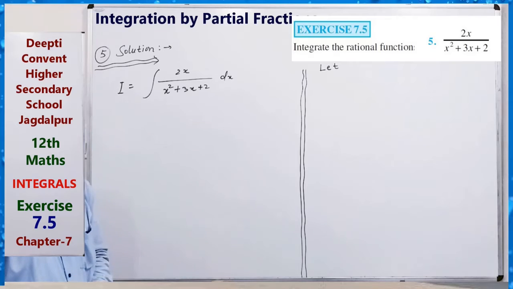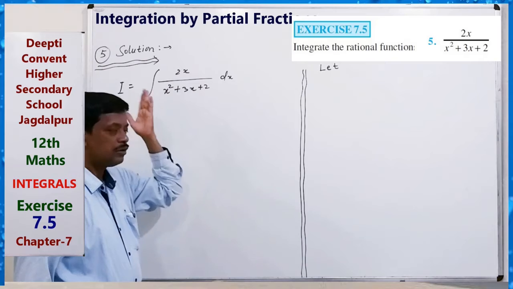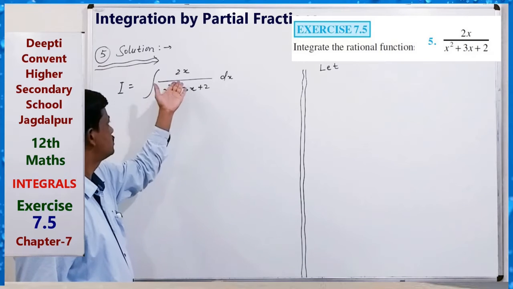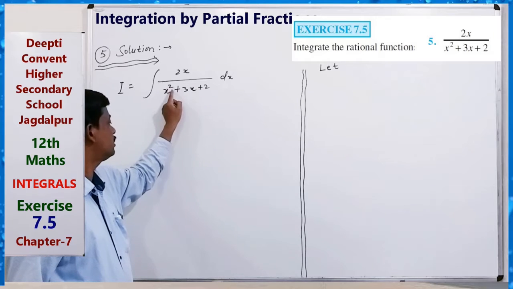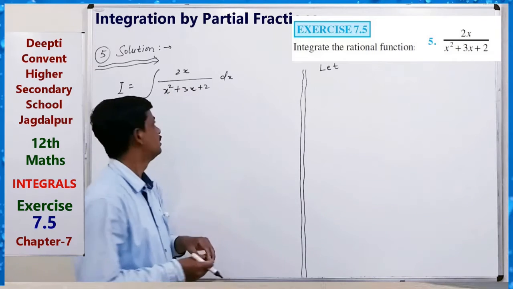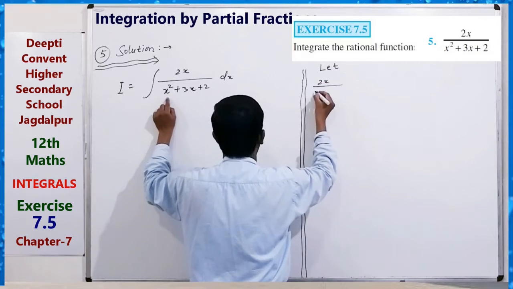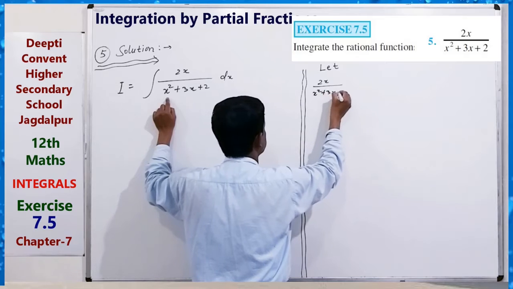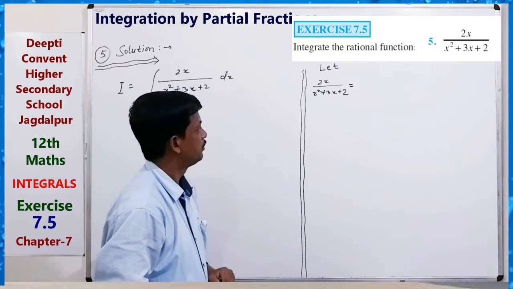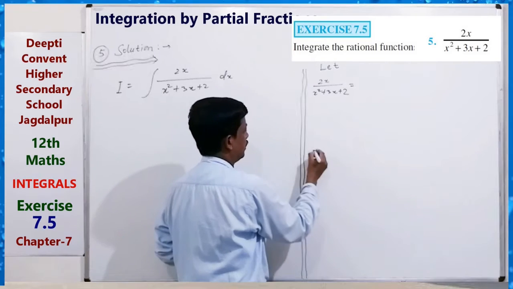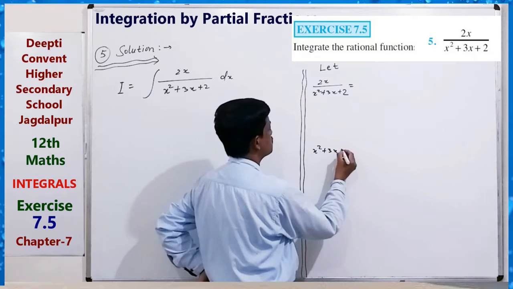So here we see that this is also a rational function. This is a polynomial of degree 1 over a polynomial of degree 2. So we can express this as a partial fraction, but the denominator is a second degree factor, so you have to factorize it first. Let 2x upon x square plus 3x plus 2. How can this be factorized? First of all you have to factorize this. x square plus 3x plus 2 means what?